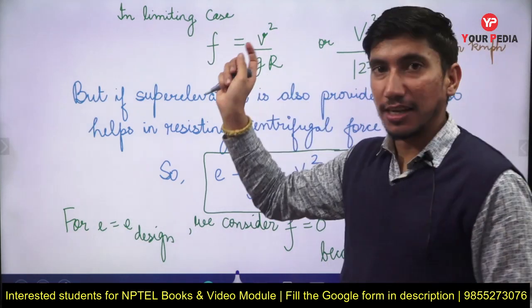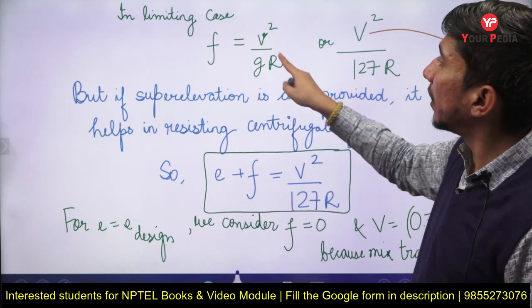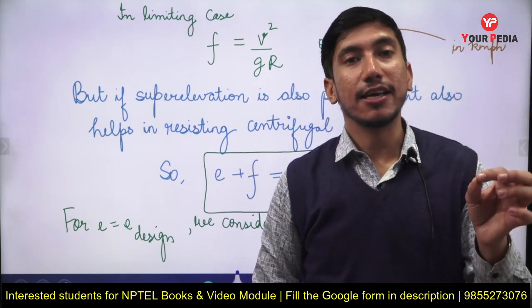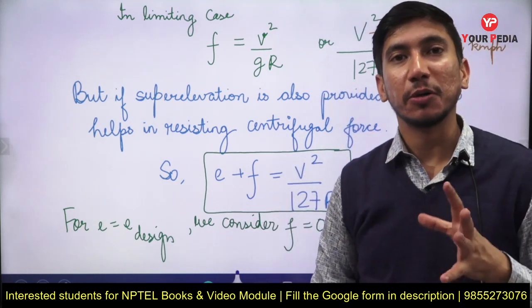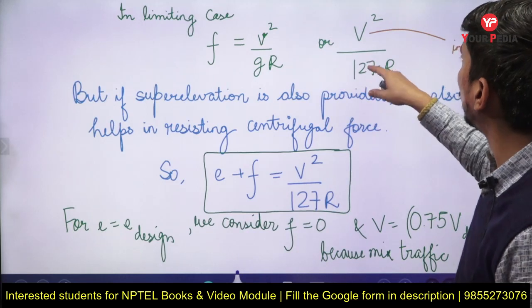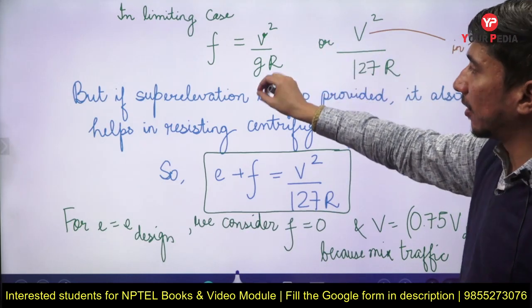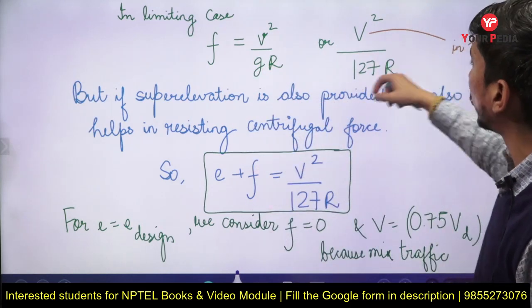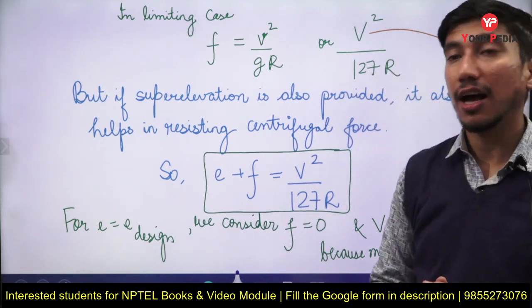For the limiting condition, my lateral coefficient of friction should be equal to v square upon gR. Here the v that I have taken is in meter per second, but mostly the design speed is given in kilometer per hour. So I converted it into kilometer per hour, and I also substituted the value of g as 9.81, and I got this formula that f should be equal to v square upon 127 R.